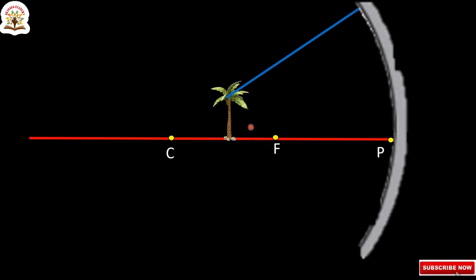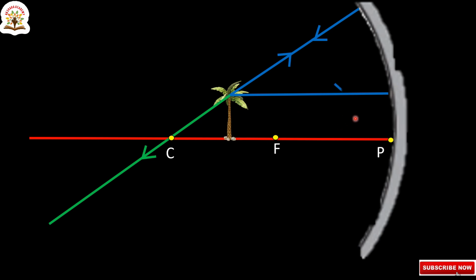The first one is a ray coming from this center of curvature. It retraces its same path. Arrow marks indicate the direction of this incident ray and this is the reflected ray. When the incident ray travels through the center of curvature, it retraces its same path. And another ray which is parallel to the principal axis is reflected and passes through the focus.